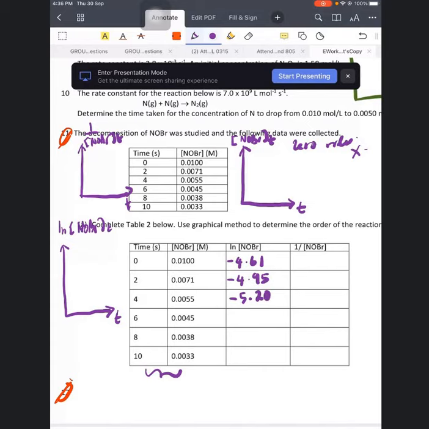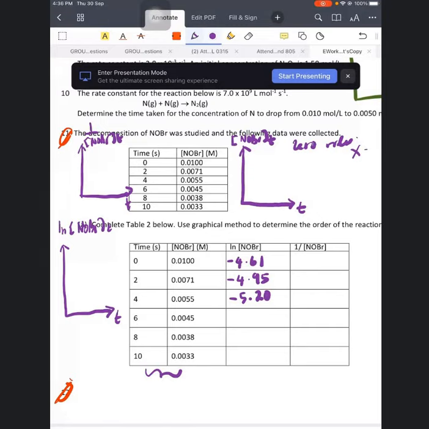So lepas tu bila dah dapat semua data of ln NOBR, you all kena plot ln NOBR versus T pula. So tengok, dapat linear ke dapat non-linear? Kalau linear, maksudnya dia first order. Kalau dia bukan linear graph, makanya you kena proceed with select a third graph. Our third graph must be 1 over NOBR versus T.